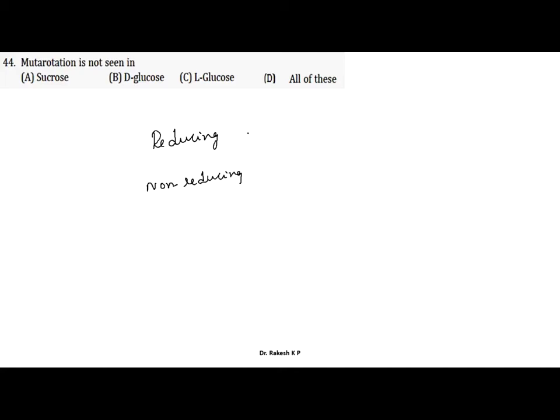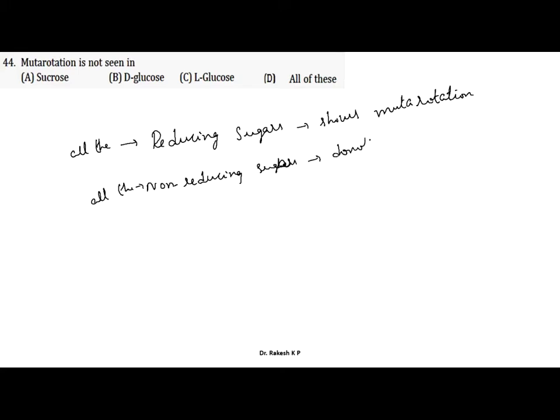Remember one thing. All the reducing sugars show mutarotation. But all the non-reducing sugars do not show mutarotation. This one you have to remember.